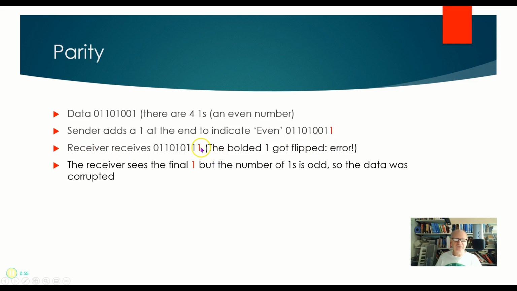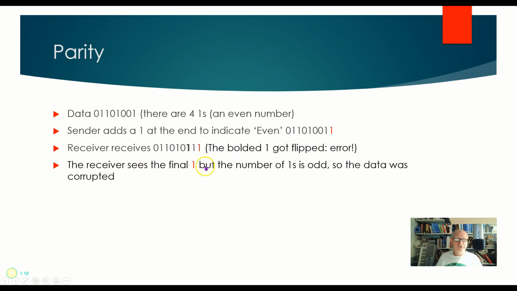Now the receiver receives this and says, oh, there's a 1 at the end. That means that there must be an even number of ones up here. Let me see. 1, 2, 3, 4, 5. That's an odd number. So what happened here is this bit was a 0, and it now has become a 1. Somehow it got corrupted. So it got flipped, and we have an error.